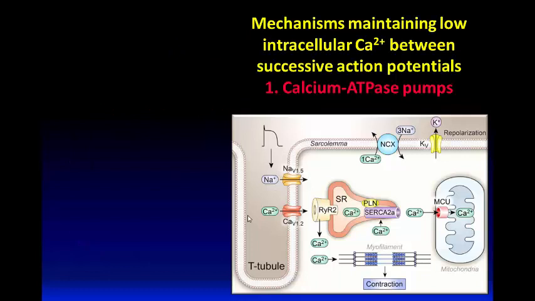So now, calcium is important for the contraction cycle. What about relaxation? How do the cardiac muscle fibers undergo relaxation? We need to have low intracellular calcium ions between successive action potentials, and we do have mechanisms which maintain low intracellular calcium ions between successive action potentials.